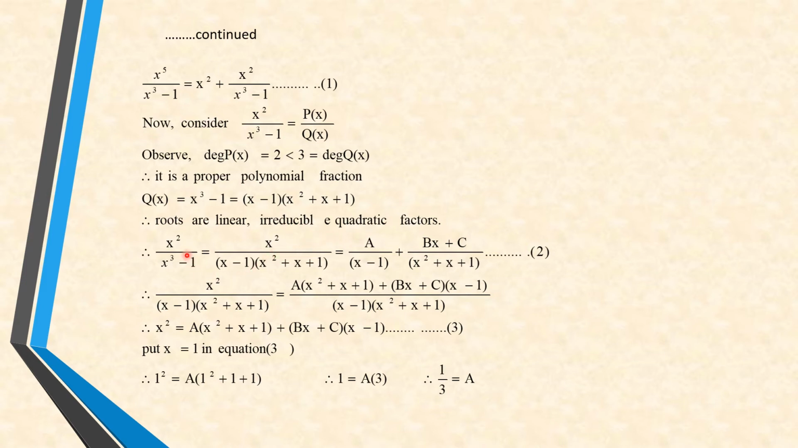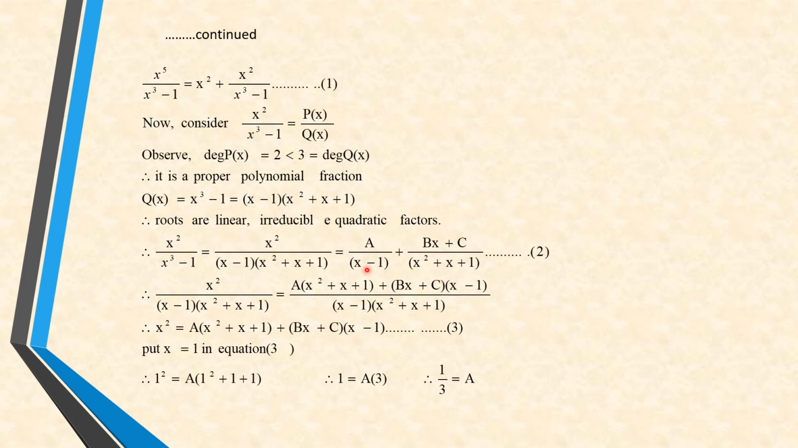So the given fraction is x squared upon x cubed minus 1, which is equal to x squared upon, we have factorized the denominator as (x minus 1) into (x squared plus x plus 1). Now the denominator has two factors, so we will split this fraction into two fractions. The first fraction will have the denominator x minus 1 and the second will have the denominator x squared plus x plus 1.